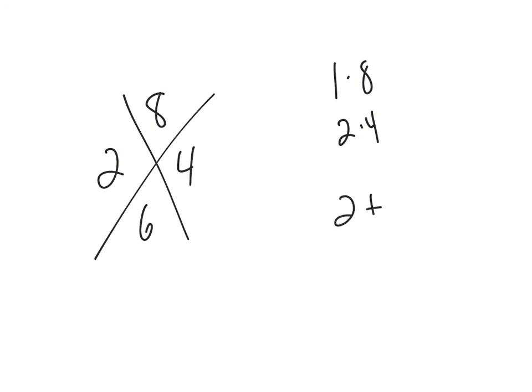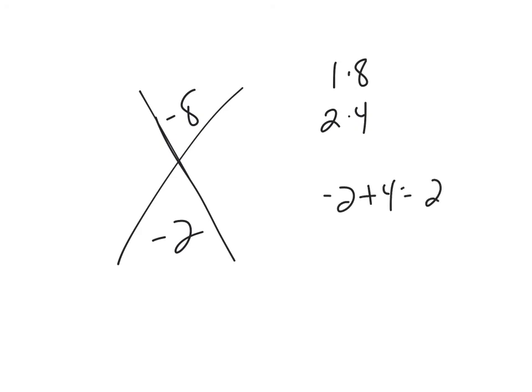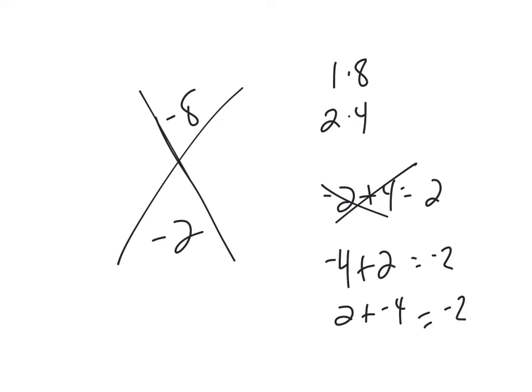So here we go. Let's say I got 8 and 6. So I got 1 times 8 and 2 times 4. So it's got to be 2 and 4, because 2 plus 4 gives me the 6, right? All right, so now let's go, if I go negative 8 and negative 2. So 1 times 8, 2 times 4. One of them's got to be negative. So if I go negative 2 plus 4, that's going to be a positive 2. So it's got to be negative 4 plus 2, or 2 plus a negative 4. Either one of those will give me that negative 2. And that's what we're looking at.